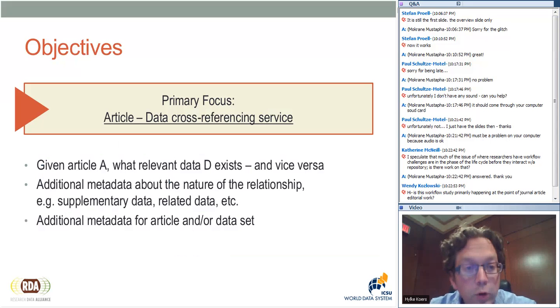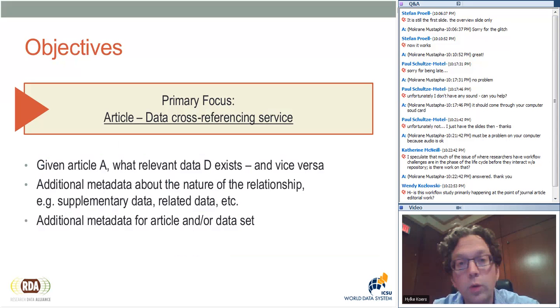So this is what I mentioned. The initial focus is this article data cross-referencing service. And at the very minimum, what that means is that we want to set up a central system, a central web service that you can query and ask, here is a given article, what data sets are available that are relevant to that article, and vice versa, and ideally also relations between data sets, so data-to-data relations where those data sets can reside at very different places.